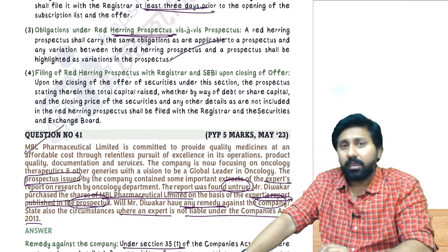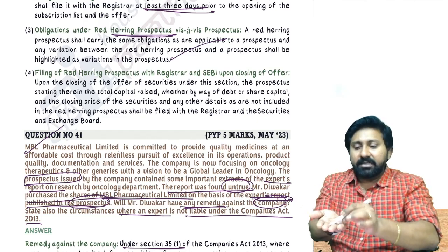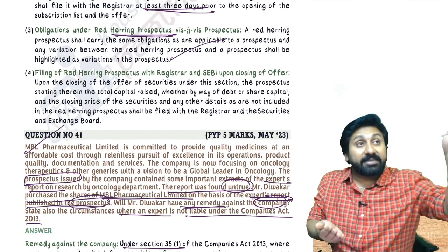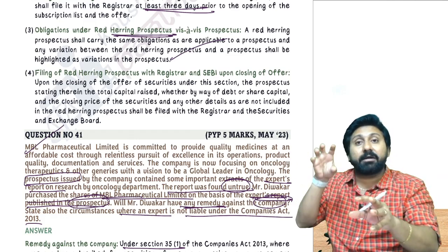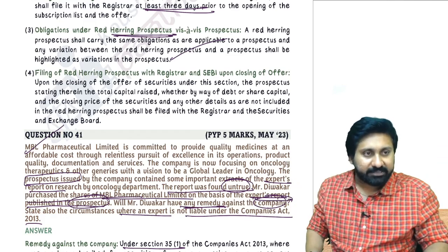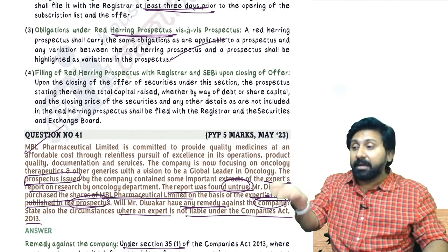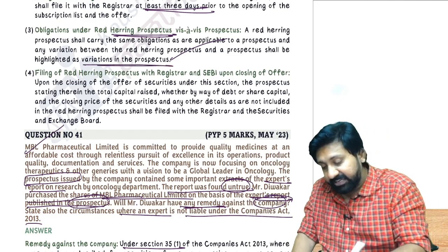Next. So first you will issue the red herring prospectus. In that, the price and number of shares to be issued will be blank. On the basis of the demand received, at the closure of issue, we will decide how many shares at what price. That's called a red herring prospectus. Am I clear? So any variations between the red herring prospectus and the main prospectus, you have to mention them as variations.